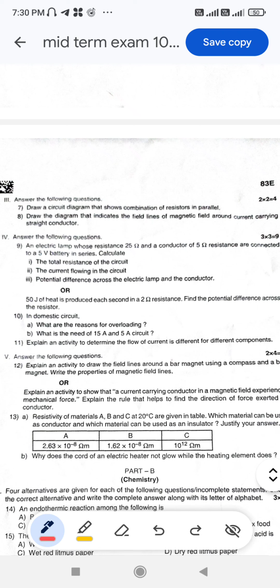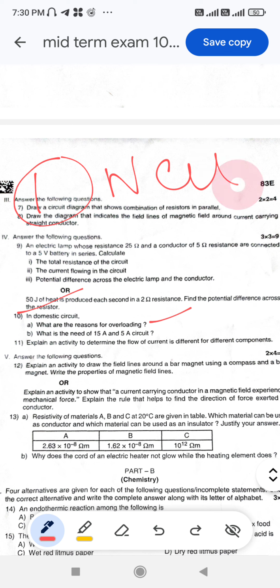Okay, so the 10th question is about the domestic circuit. In that domestic circuit, the first question is, what are the reasons for overloading? There are several reasons for overloading in a domestic circuit. First, the neutral wire and the live wire come into direct contact with each other. That will cause overloading.